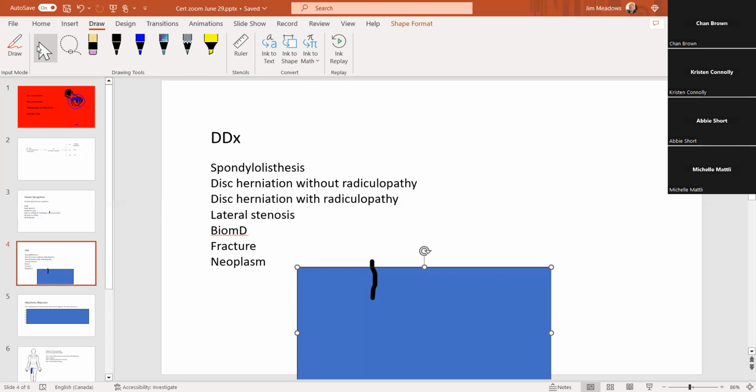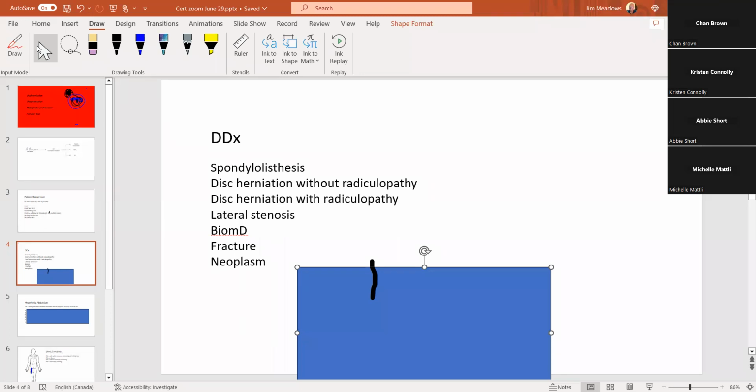Your first choice as a hypothesis is probably a disc herniation. Then when you disprove that, you move to lateral stenosis. You disprove that, and what you end up with is a biomechanical dysfunction, but it's way down the line of differentials. Is that okay? Yes, that makes sense. Okay.